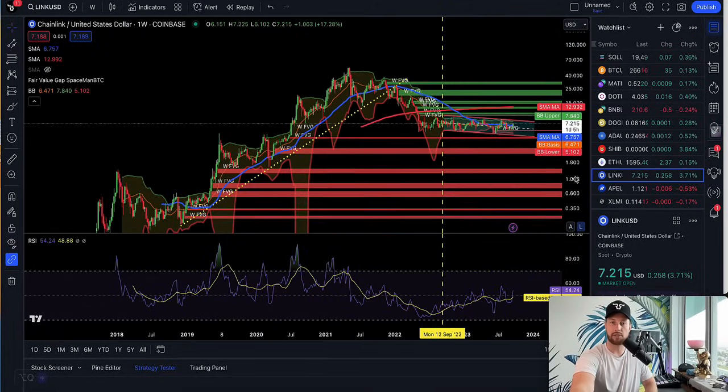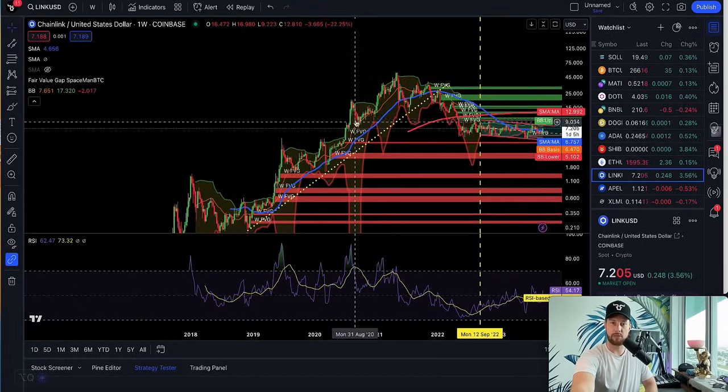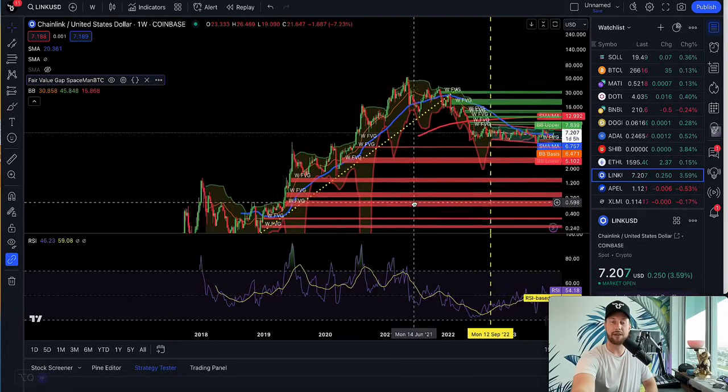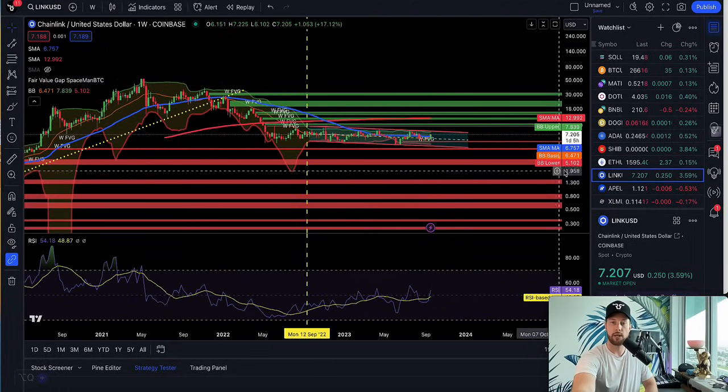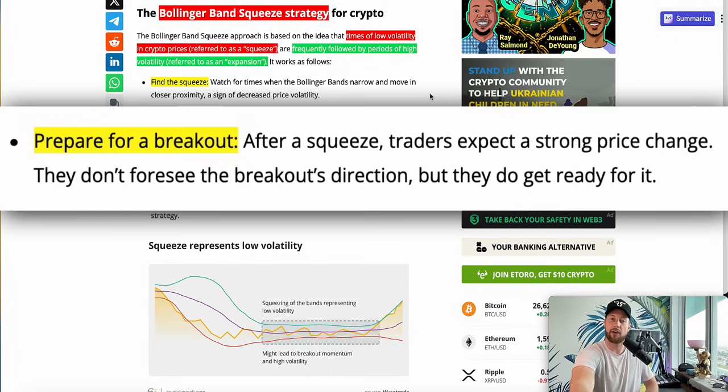And when you compare that to the bull run, you can see the space in between these bands is massive. On these massive breakouts, it brings the lower portion of the band way out of proportion to the downside. And so compared to where we are right now, Chainlink is about to experience a massive breakout, and is also preparing for a breakout.